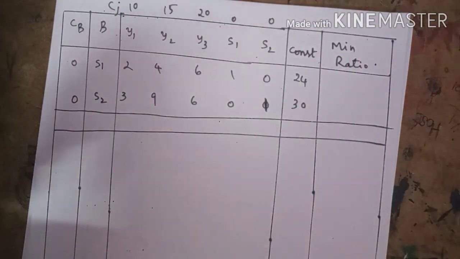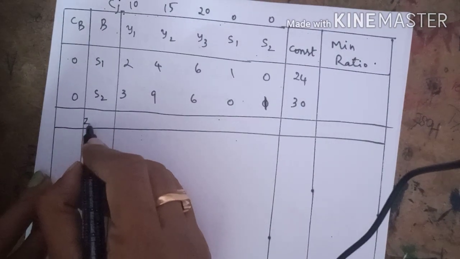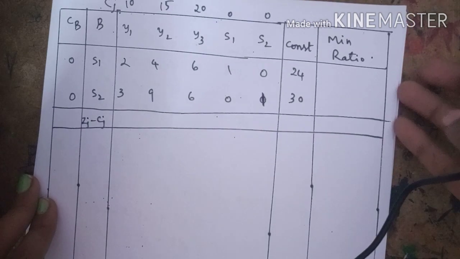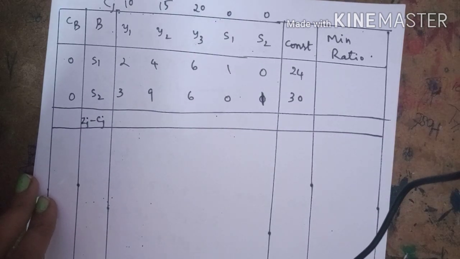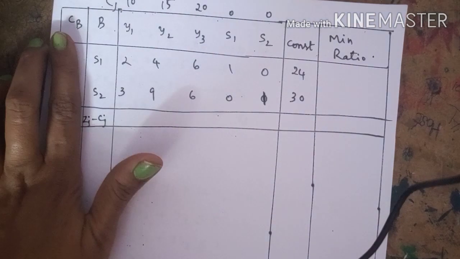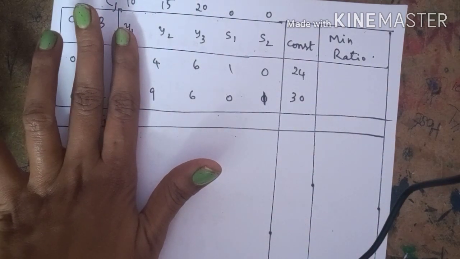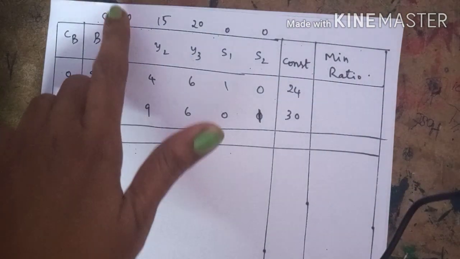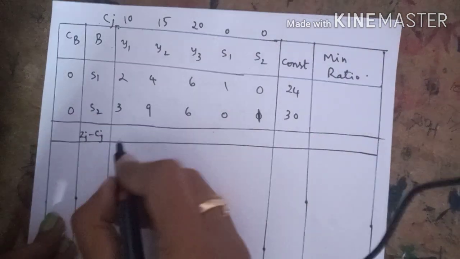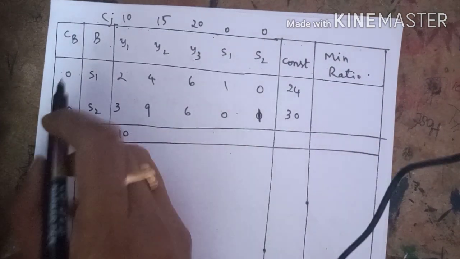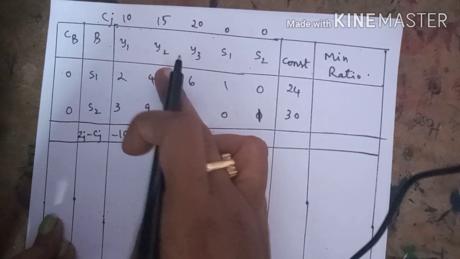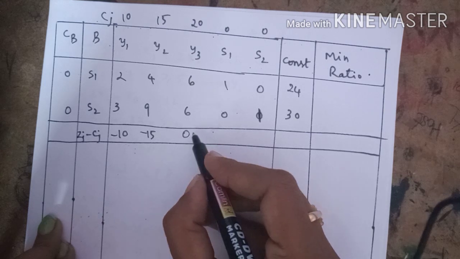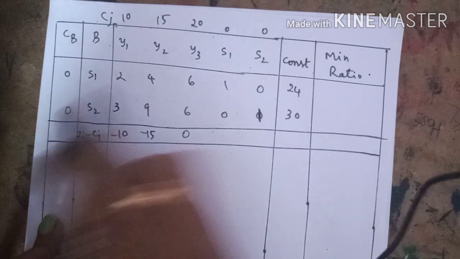How to calculate index row elements? Index row elements are calculated using Zj minus Cj. The formula is Zj minus Cj. Using that formula, I am going to calculate the index row elements. CB column into y1 column minus Cj element. If you multiply, you will get the value minus 10. And CB column into y2 column, 0 into 4 plus 0 into 9 minus 15. How much will you get? Minus 15. Here minus 20.